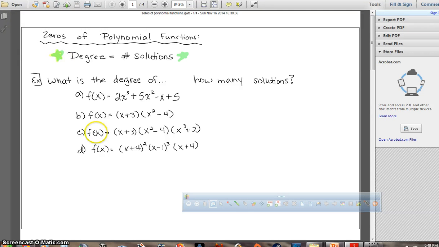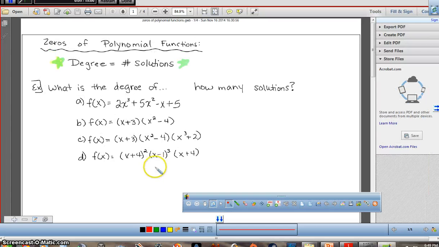Alright, zeros of a polynomial function. Remember that the degree is equal to the number of solutions that it has to have. So we're going to look at the degree of a few of these. So we're looking for the highest exponent. This one has a 3, so the degree is 3, which means it has 3 solutions.